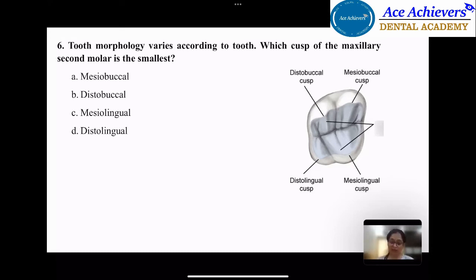Okay, so remember, when we talk about the maxillary second molar, it has 2 types of cuspal morphology, the cuspal anatomy. One is the rhomboid, which you can see here. This rhomboid is the 4-cusp type. The other is the 3-cusp type, which will have a heart-shaped occlusal anatomy.